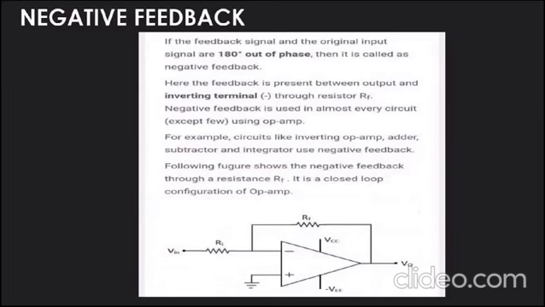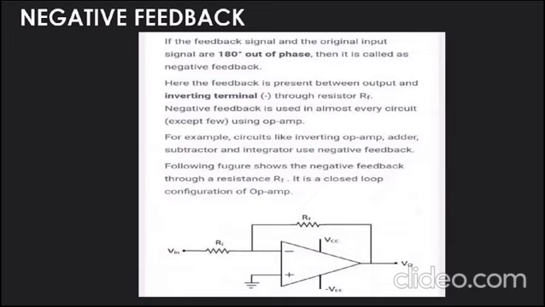Next one is negative feedback. If the feedback signal and the original input signal are 180° out of phase, then it is called as negative feedback. Here the feedback is present between output and inverting terminal through resistor RF. Negative feedback is used in almost every circuit using op-amp. For example, circuits like inverting op-amp, adder, subtractor and integrator use negative feedback.